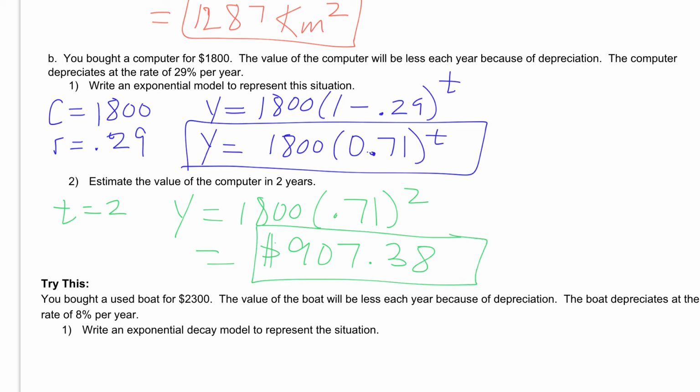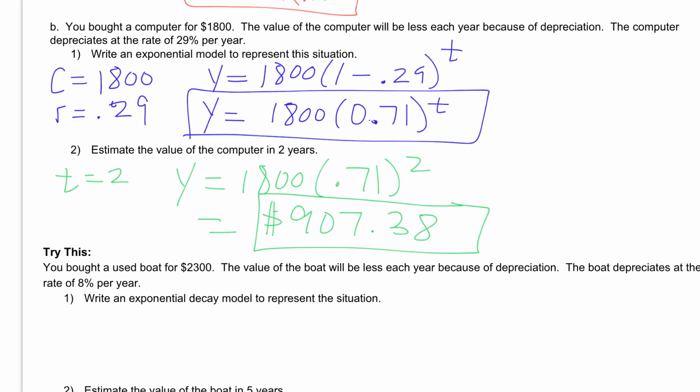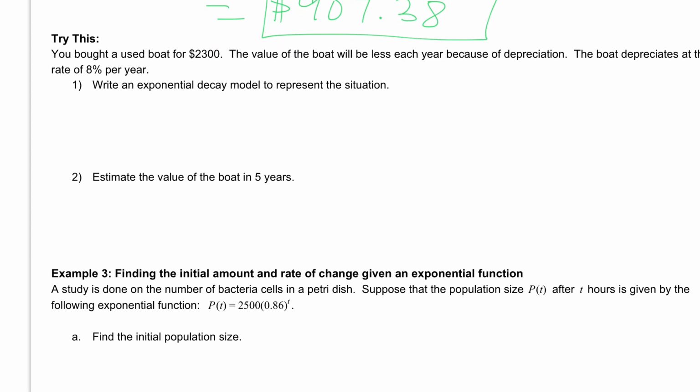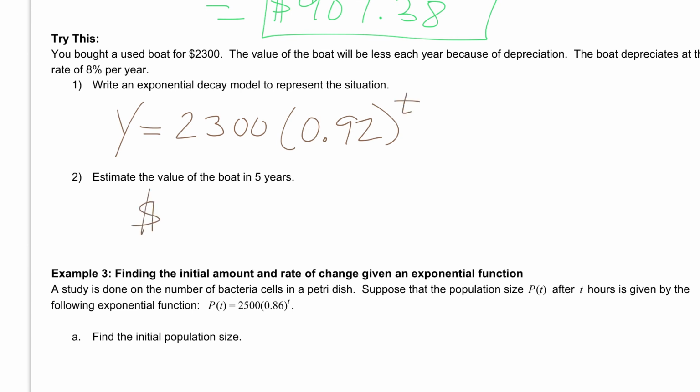If you have any questions, let me know. Otherwise, you can go to the try this. So go ahead, pause it now, unpause it when you're ready to check your answer to the try this. If you did the try this correctly, number 1, you should have Y equals 2,300 times 0.92 to the T. And number 2, you should have gotten in 5 years, it would be $1,515.89. Let me know if you have any questions.